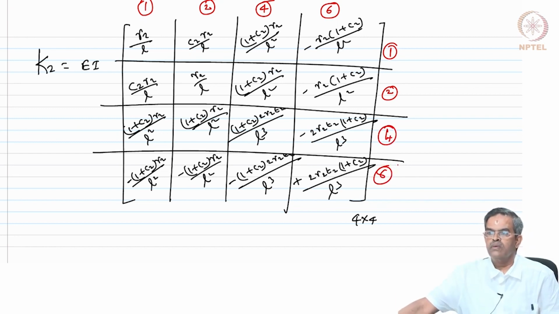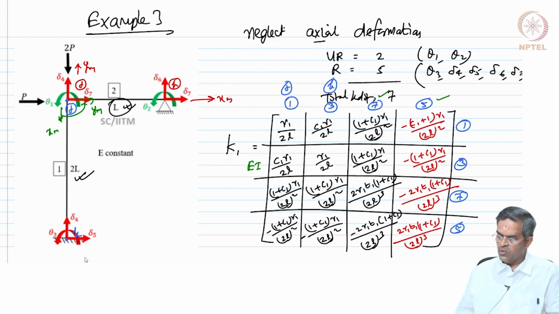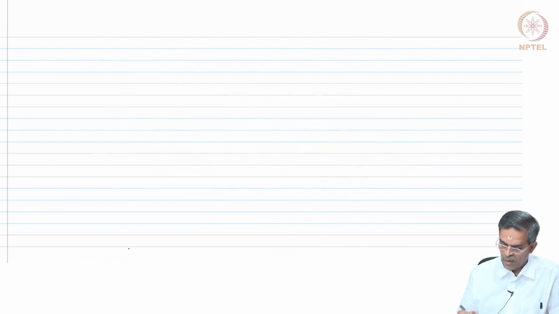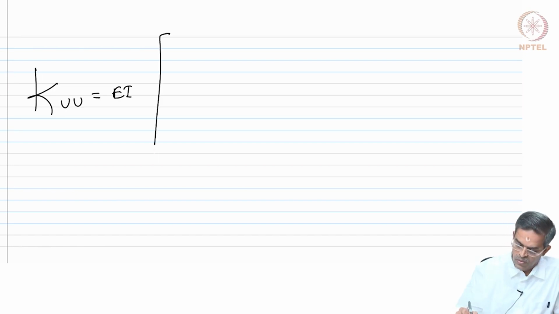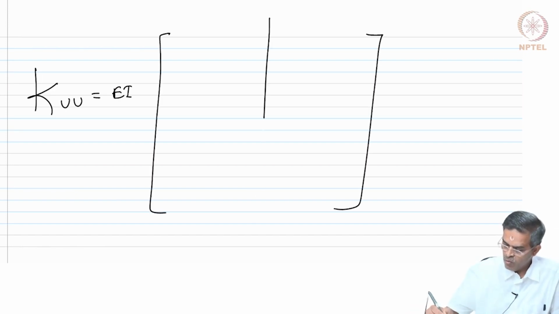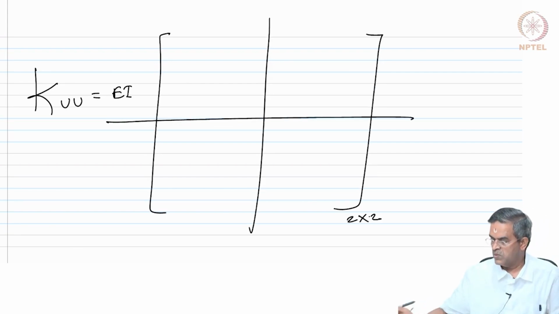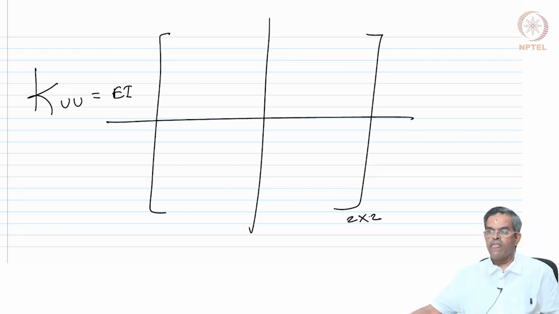Now, we can assemble these two matrices and try to get KUU. The KUU will be partitioned at 2 by 2. So, now I am trying to get KUU because I have set the determinant of this to 0. So, let us take KUU, which is 2 by 2. Let us try to get this.